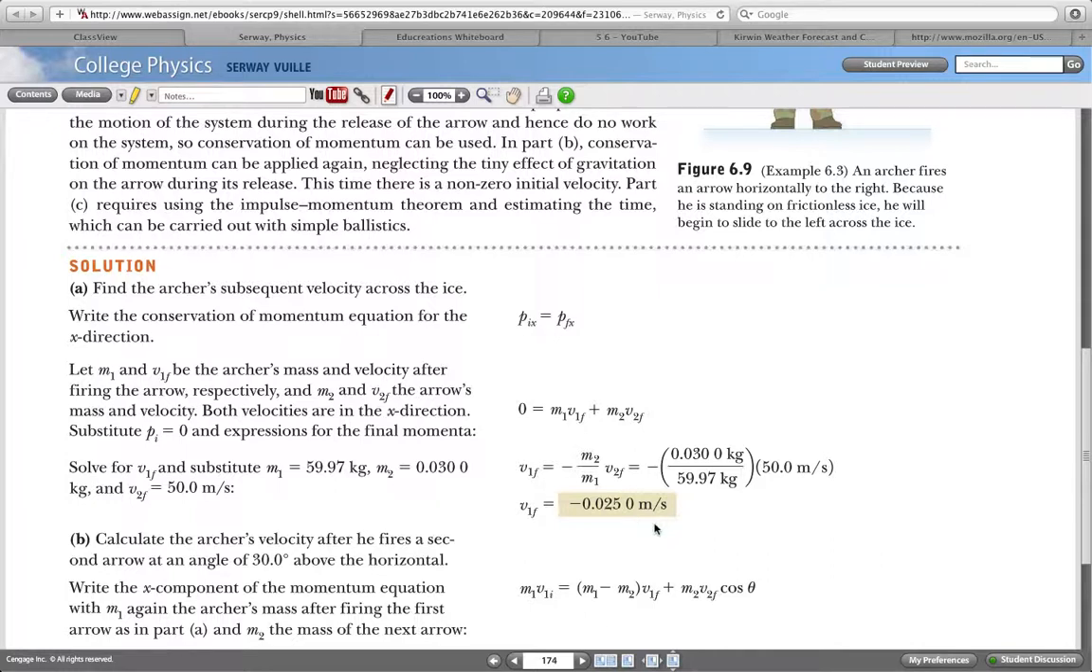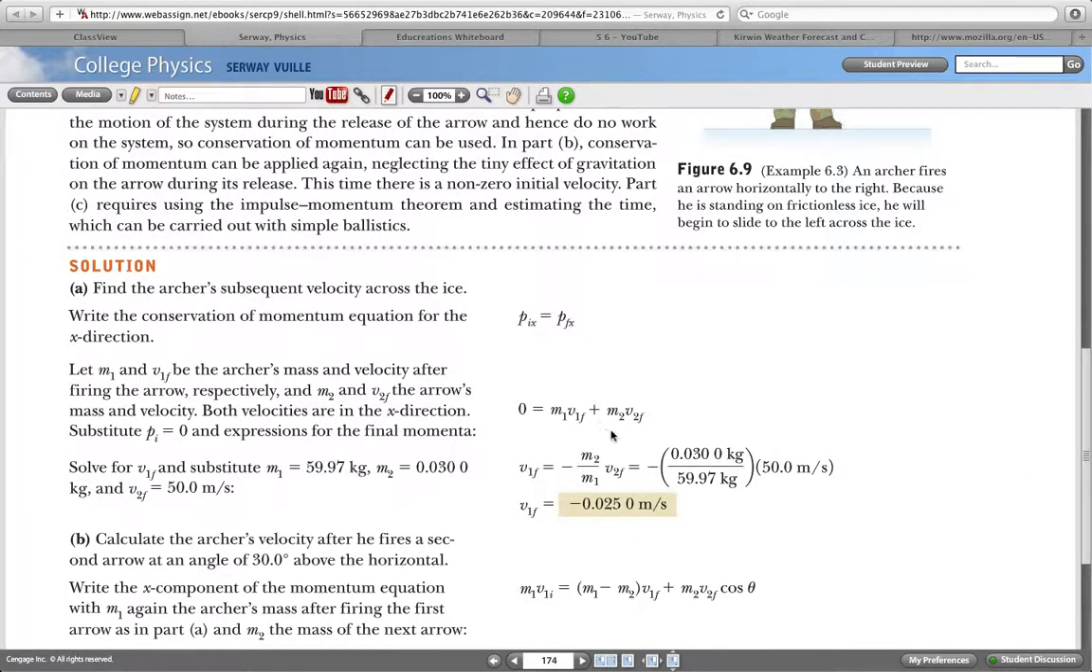Does this make sense? Well, the velocity of the arrow was 50 meters per second to the right, but it had a very small mass. So 50 times a small number, and then on the other part of this, we have the man going backwards, but he's going backwards very slowly, but he's also very massive. So he has a big mass going slow equals a small mass going fast.